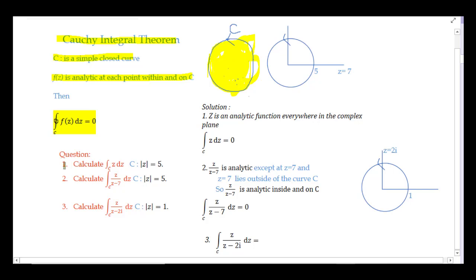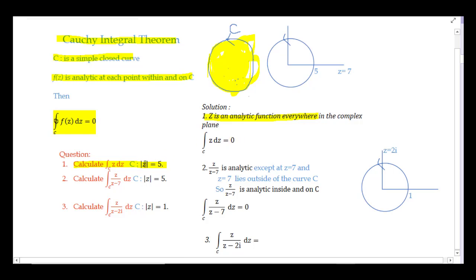Now how to solve questions? Calculate the integral of z dz for mod z equal to 5. This is question number 1. So here we can see that z is an analytic function. You know that every polynomial is an analytic function. So z is a polynomial, so it is an analytic function.